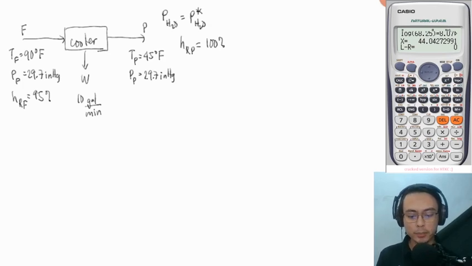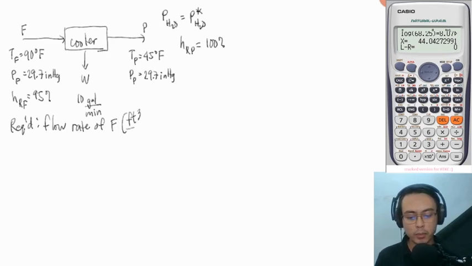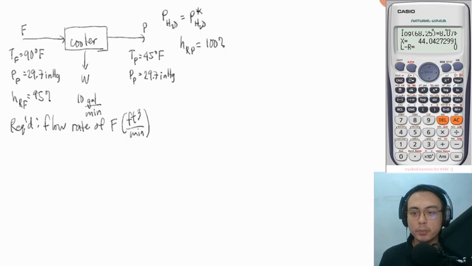So the required is the flow rate of F. And since our required and all of our given are in English units, I will no longer be converting them to SI units. But if you are more comfortable working with SI units, then you have to convert everything to SI, and in your final answer, you convert back to English. Okay? Cubic feet per minute. Am I right?